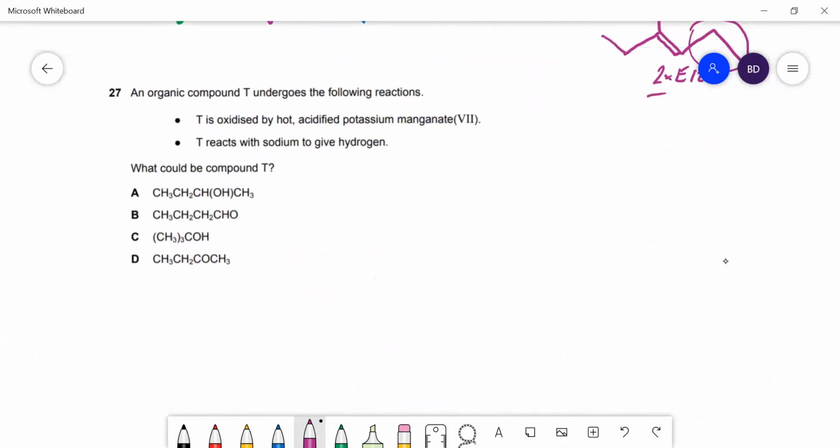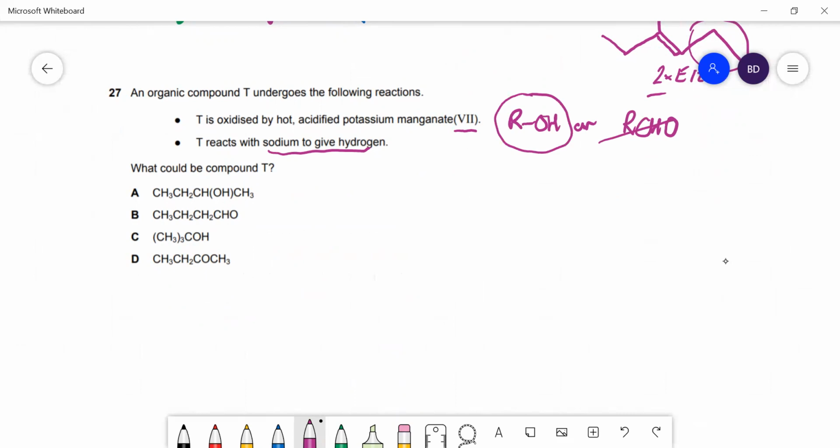27. An organic compound T undergoes the following reactions. T is oxidized by hot potassium manganate(VII). So it could be an alcohol, or it could be an alkene that's oxidized. We haven't got any alkenes there. We've got loads of alcohols. So it's going to be an alcohol or an aldehyde. But look, which one of those reacts with sodium to give hydrogen? It's only the alcohols, isn't it? So it's got to be an alcohol.